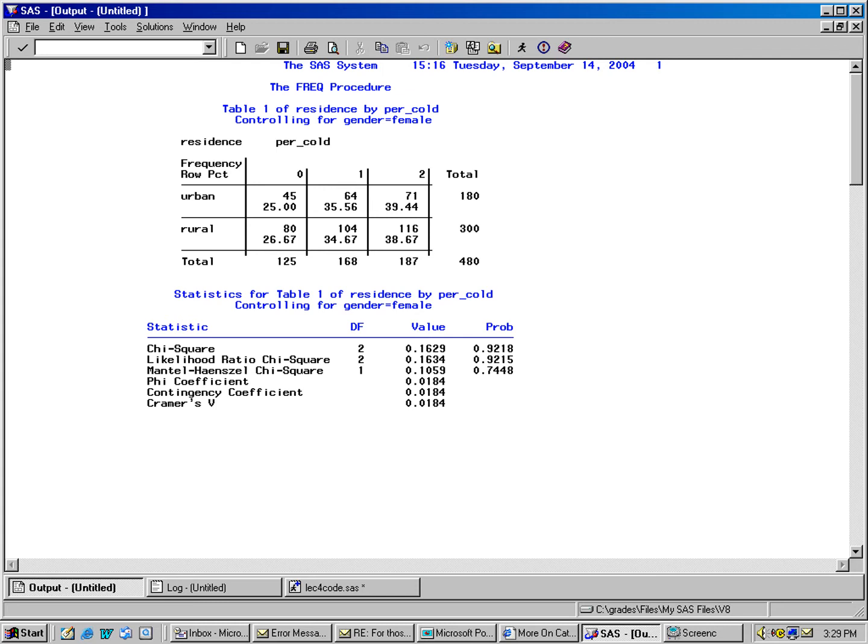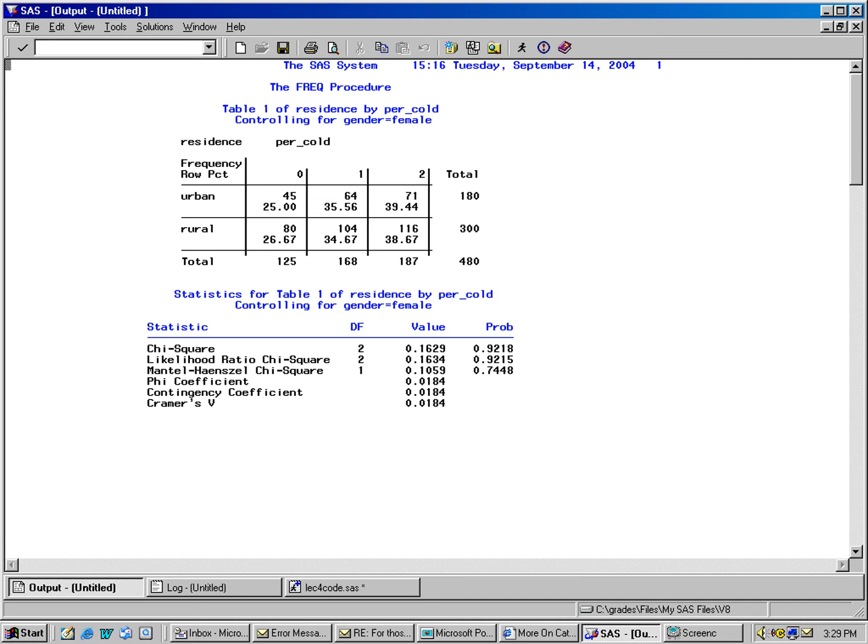What's the appropriate scoring? Well, this is our first example of something that does have equal spacing. The difference between 0 colds and 1 cold is the same as the difference between 1 cold and 2 colds. So we're going to use the row mean score test with table scores, or integer scoring.